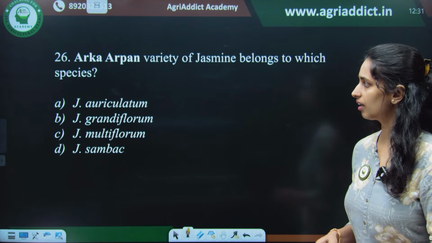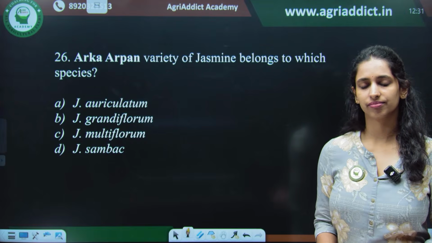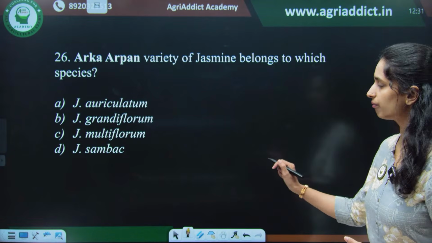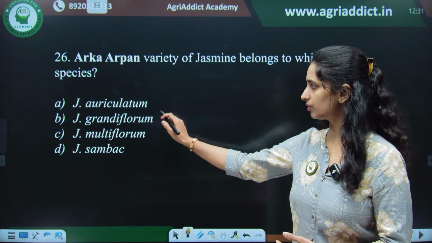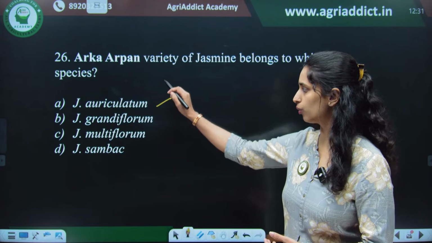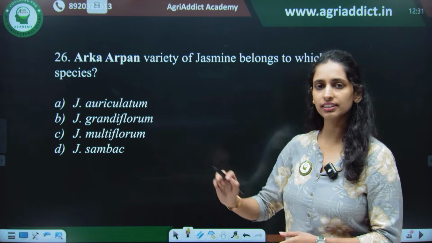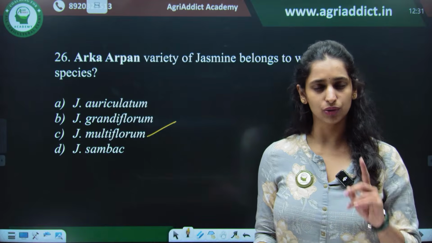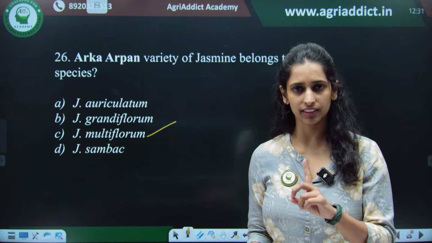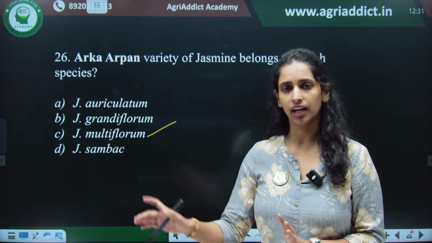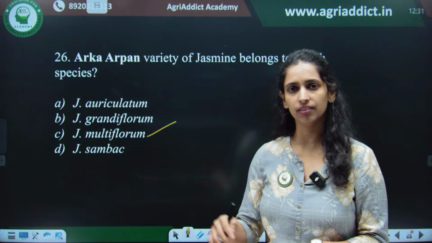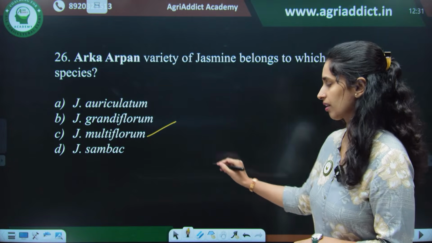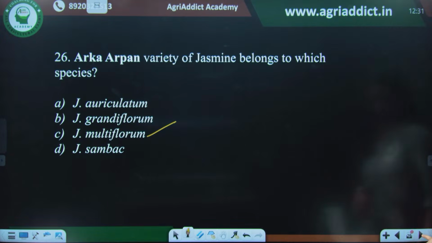Can anyone say Arka Arpan? So in this, it is actually Jasminum auriculatum, grandiflorum, multiflorum. The correct answer is multiflorum. You remember, multiflorum से कोई varieties नहीं है. You remember Arka Arpan, only one variety ना, so you can remember. IHR Bengaluru से released हुआ है Arka Arpan, multiflorum.